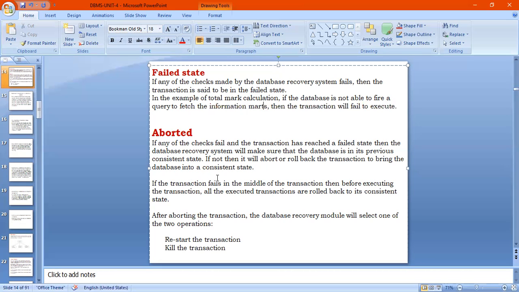If the transaction fails in the middle of the transaction, then before executing the transaction, all the executed transactions are rolled back to its consistent state. After aborting the transaction, the database recovery model will select one of the two operations. What are those operations? Restart the transaction or kill the transaction.